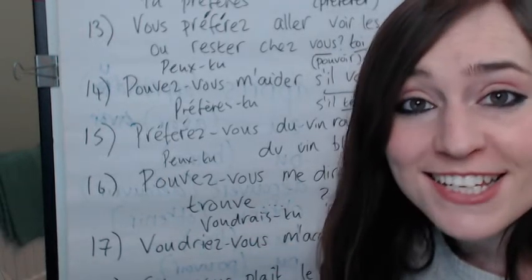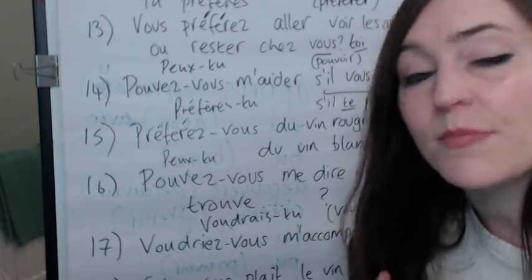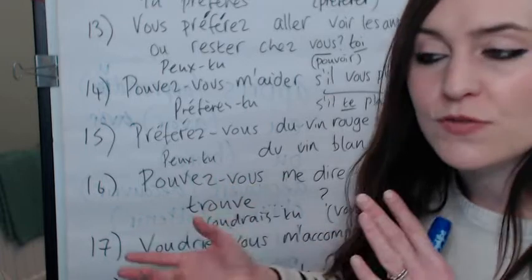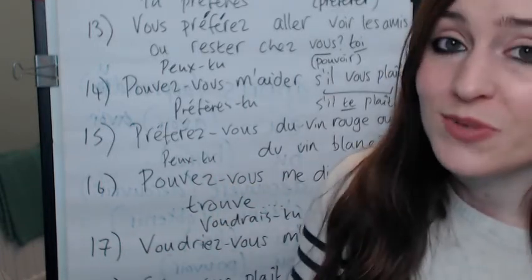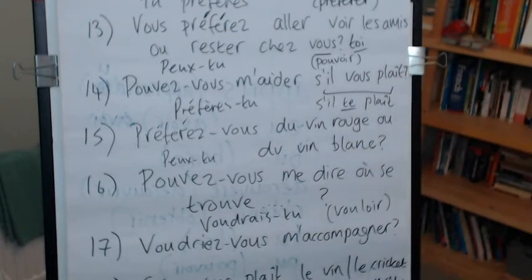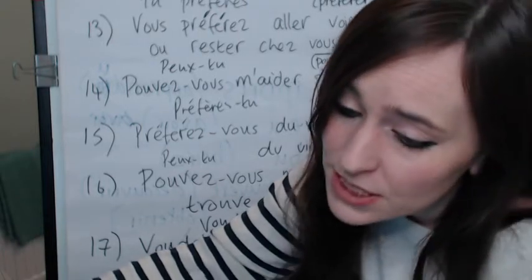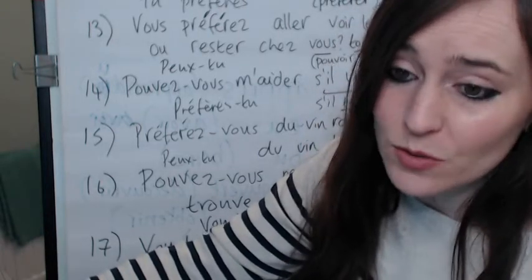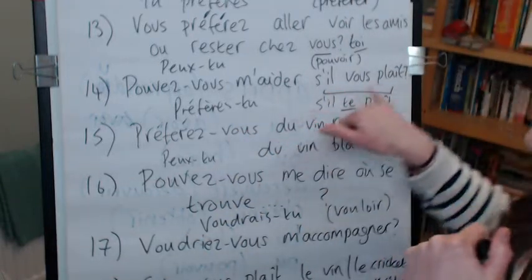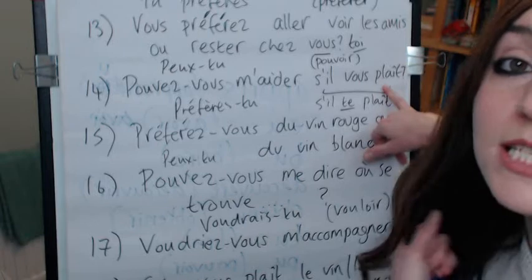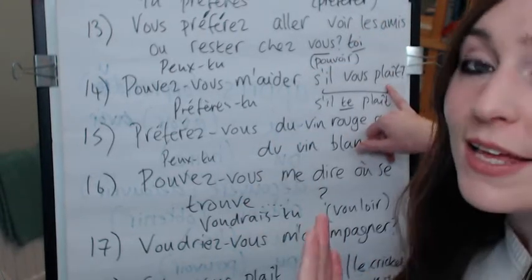Veux-tu, do you want in the tu form, singular. Veux-tu m'accompagner? Becomes, so instead of do you want, it's would you like to? Voudrais-tu m'accompagner? Okay, we've got the last one here, which is slightly different because it uses the verb plaire, which is to be pleasing to, which is the same verb you see here. S'il vous plaît, s'il te plaît, if it pleases you. That's the verb plaire, okay?